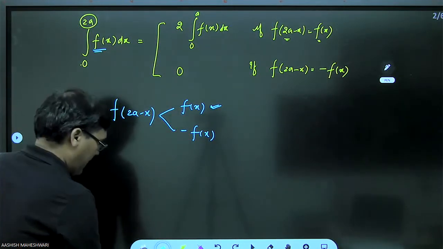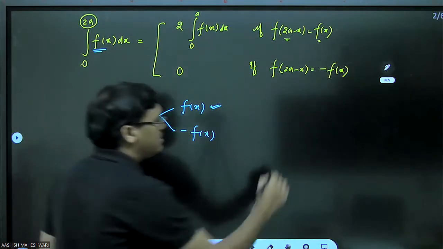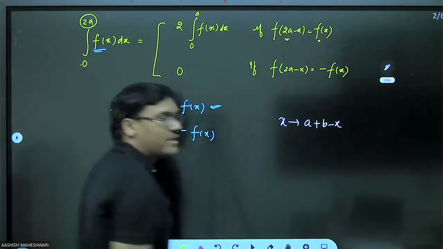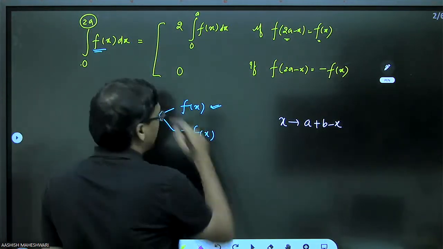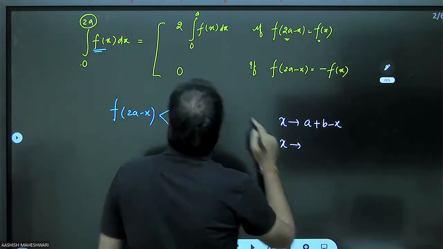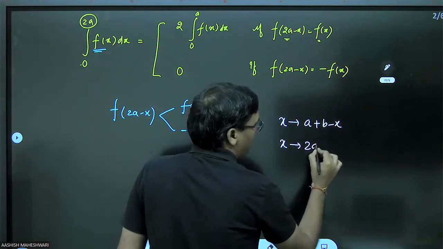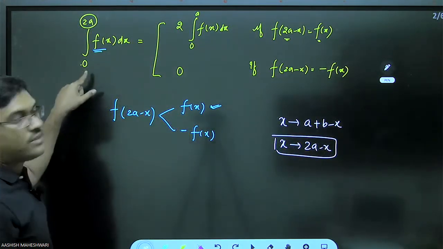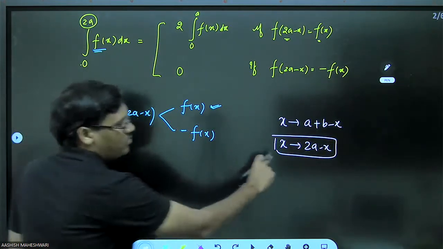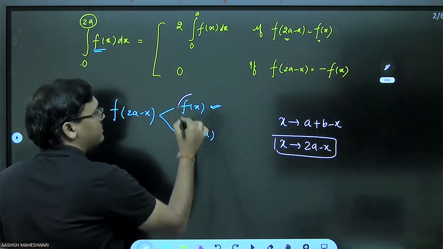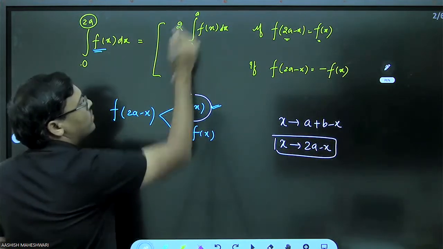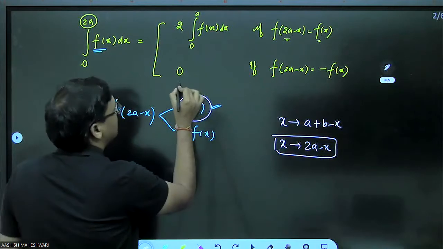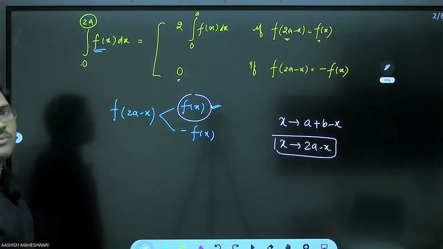Now if you remember, in the last video we discussed the king rule. What does the king rule say? King rule says if you replace x with a plus b minus x, you get the same integration, right? So in this case also, x goes to a plus b minus x, that is 2a minus x. The condition here is the lower limit is 0 and the upper limit is 2a. Now if x goes to 2a minus x and you get the same function, then I can say this is 2 times the integral from 0 to a. This is how you can remember this, right? And if you are getting negative of f(x), then you can say this is equal to 0.